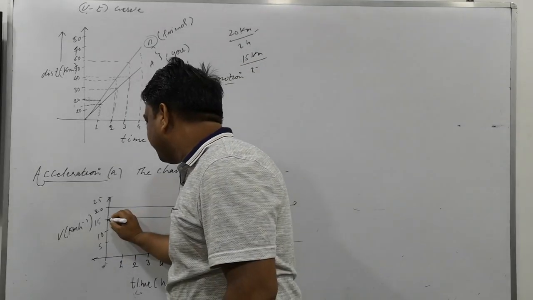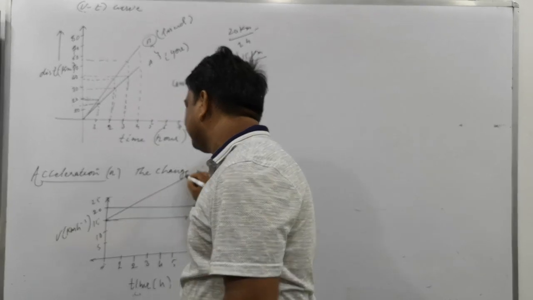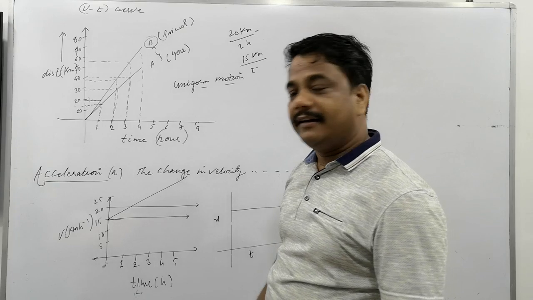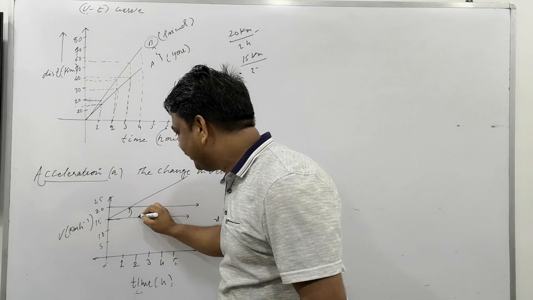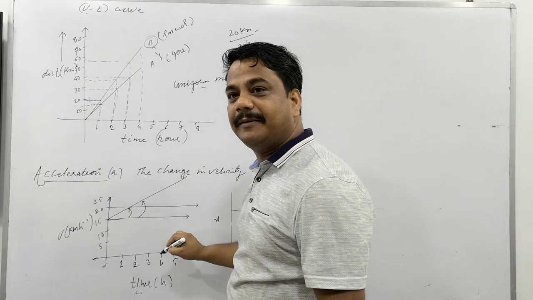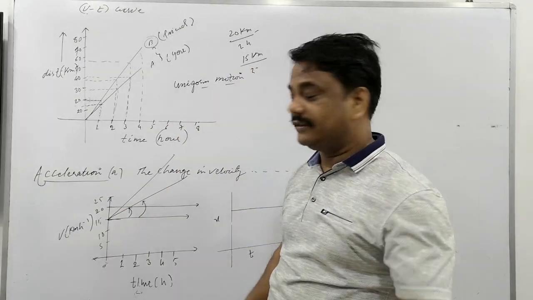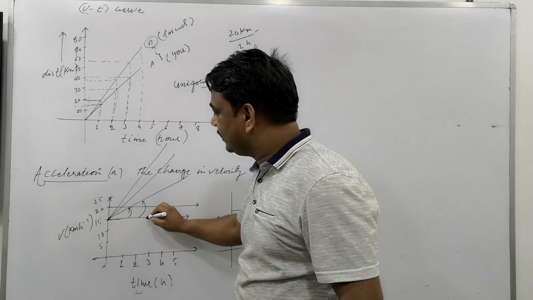If the curve becomes slightly tilted, what will happen here? Now its velocity is getting changed. Why? Because a slope has been created here. You may understand it now. The slope has been created. Again, its velocity is getting more changed.